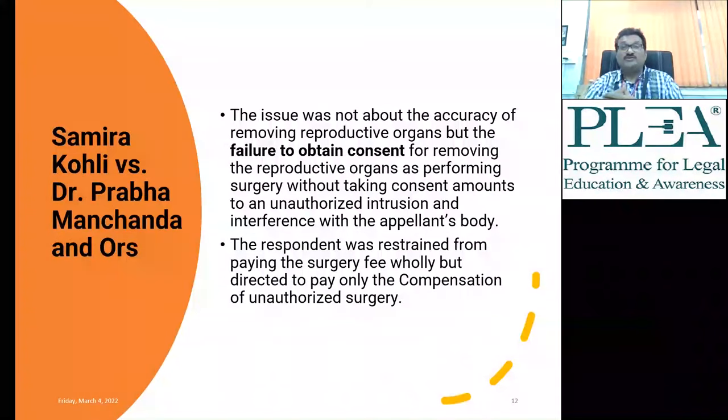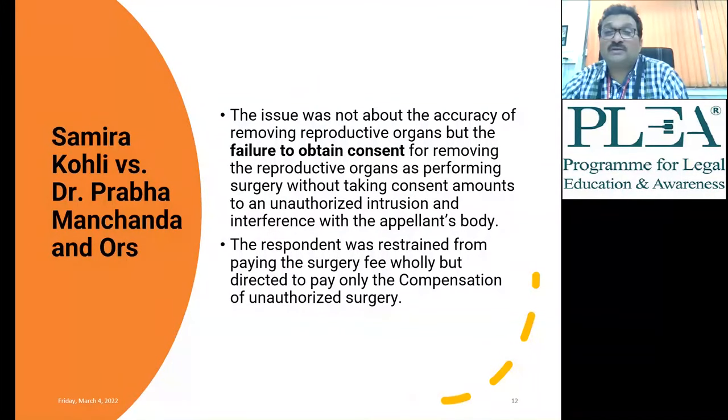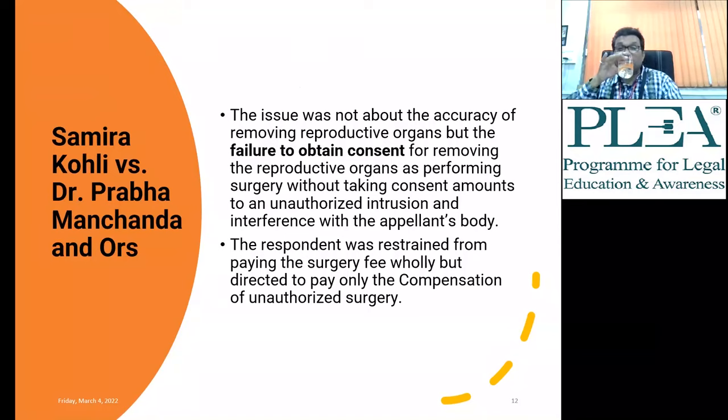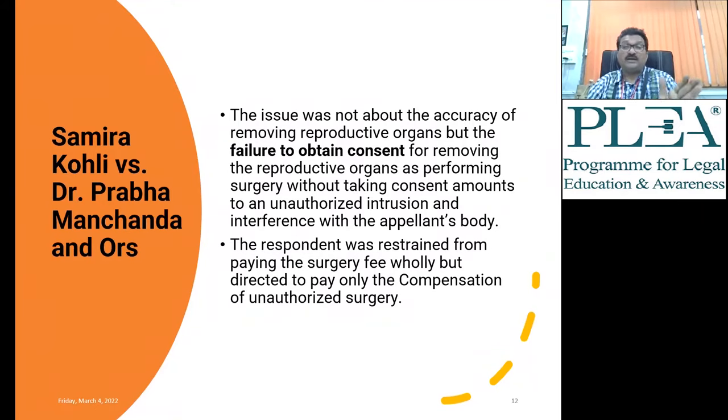Then what the court has said, the issue was not about the accuracy of removing reproductive organs, but the failure to obtain consent for removing the reproductive organs, as performing surgery without taking consent amounts to an unauthorized intrusion and interference with the appellant's body. So the Honorable Supreme Court has said that without taking a proper separate express consent for such further procedure, it amounted to unauthorized intrusion. It is just like trespassing. There is, you know, a law which says trespassing in someone's property. It is the same equivalent to that. That is unauthorized intrusion and interference with the appellant's body.